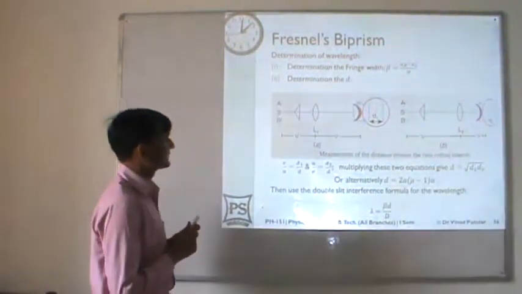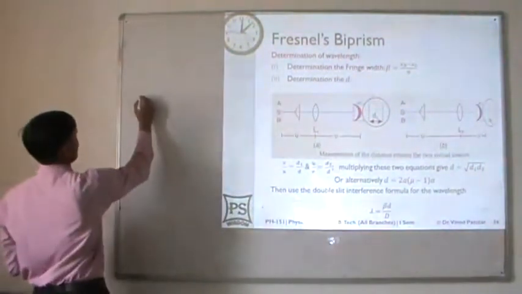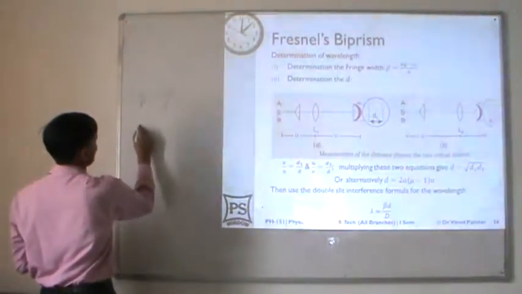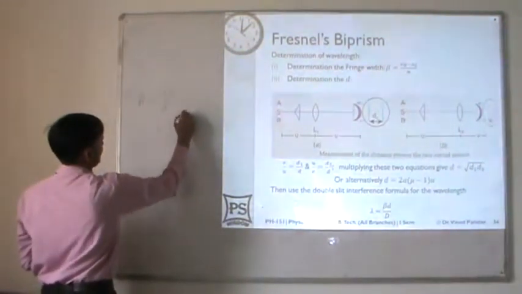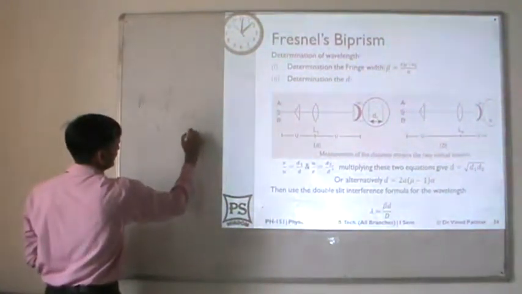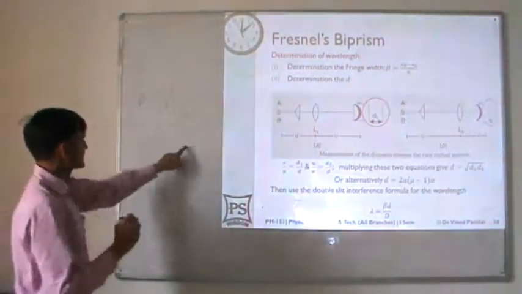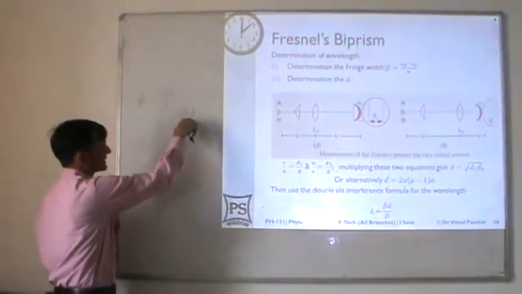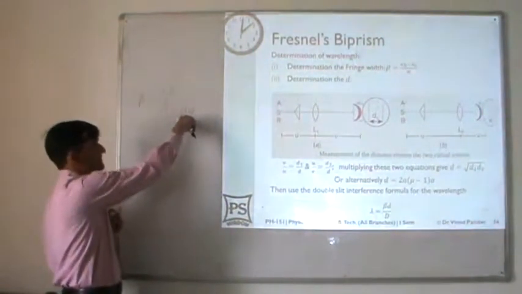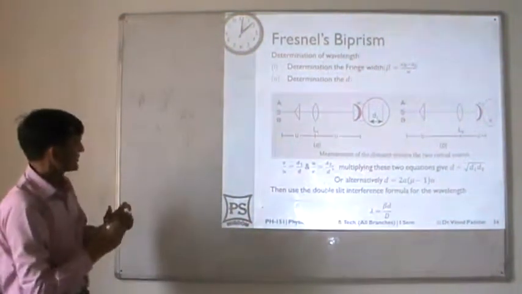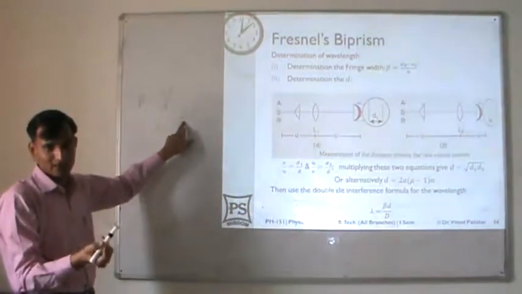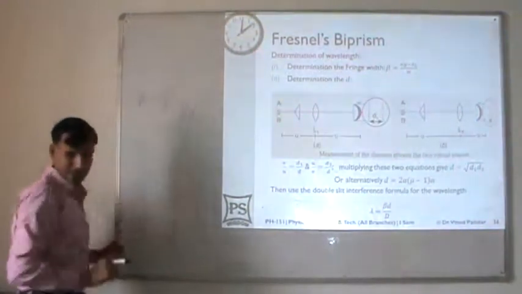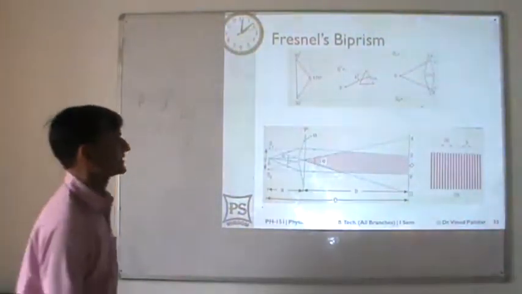Now for that purpose, because you remember beta equals lambda D by d, we can use the same expression for beta. Now this D can be measured from the experiment. This small d we will understand how to determine, and beta can be measured with the help of the resultant interference pattern.